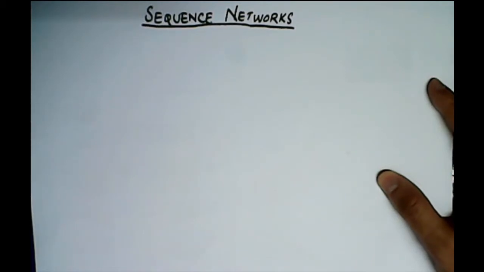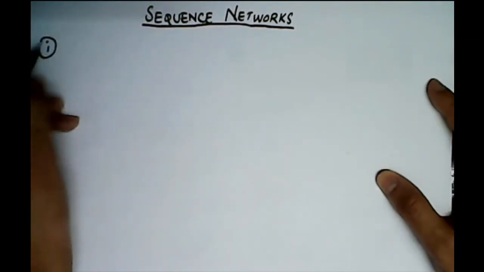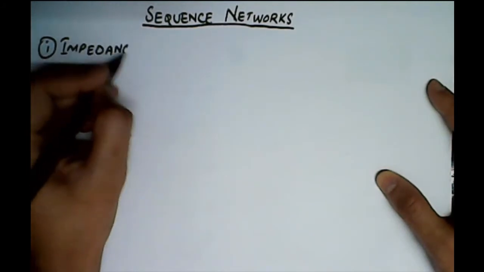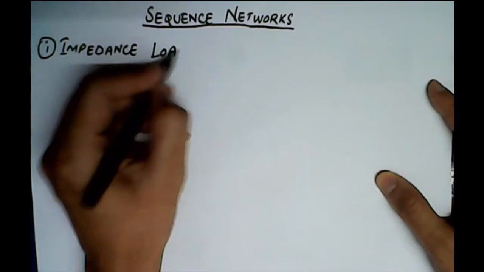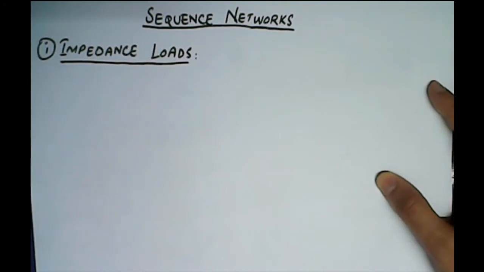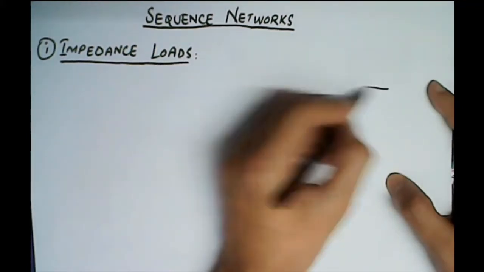So in this video we will be discussing the sequence networks for three components. The first one is impedance loads, right? And in the later part we will be discussing the sequence component for transformers and then for generators. So whenever we are talking about impedance loads, let's start by considering a Y connected load, where the neutral is grounded with an impedance of Zn, right?